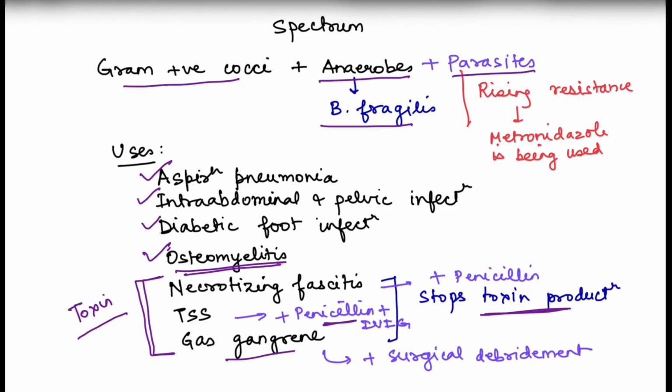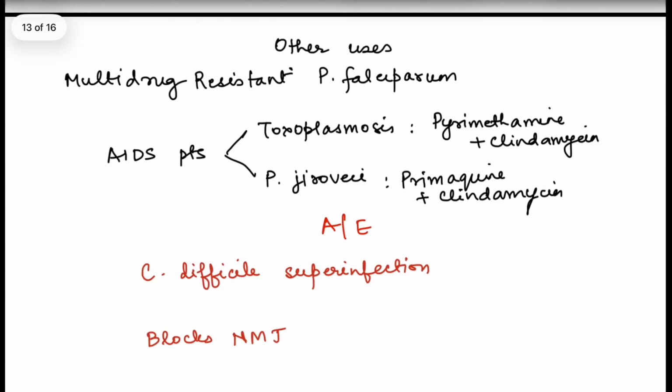And next is gas gangrene. In gas gangrene, surgical debridement is the main treatment, but along with that, clindamycin, by preventing the toxin production from Clostridium, is efficient in gas gangrene. So what are the other uses of clindamycin? Well, other uses include the parasites. It is used for multi-drug resistant Plasmodium falciparum infection. It is used in AIDS patients for toxoplasmosis and Pneumocystis jirovecii. So those were the uses of clindamycin.